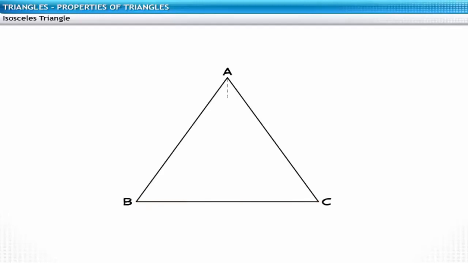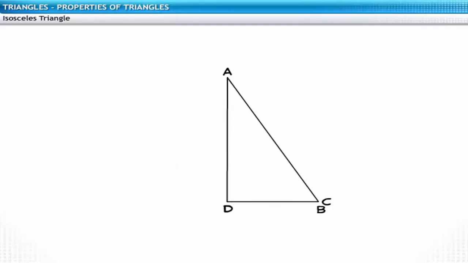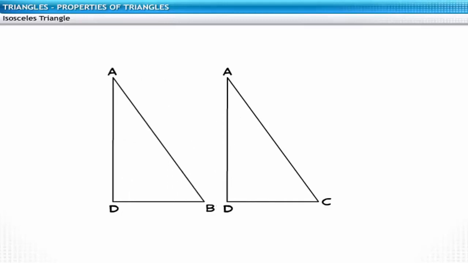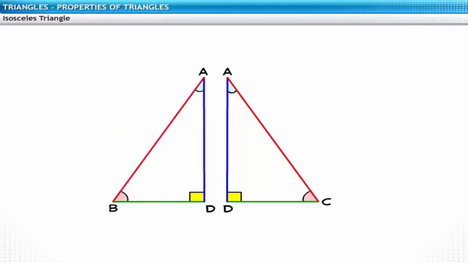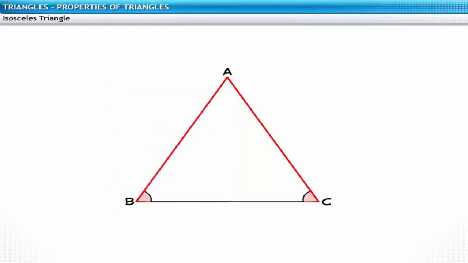Now, let's join the vertex to the base of the triangle. If we fold the triangle along this line, it divides the triangle into two equal right-angled triangles. As you can see, the corresponding sides and angles of these two triangles are equal. Coming back to the isosceles triangle, we have two equal sides and the angles opposite to these sides are also equal.